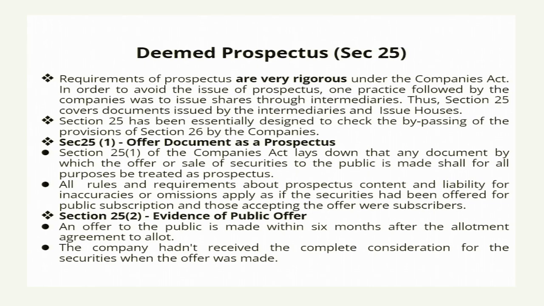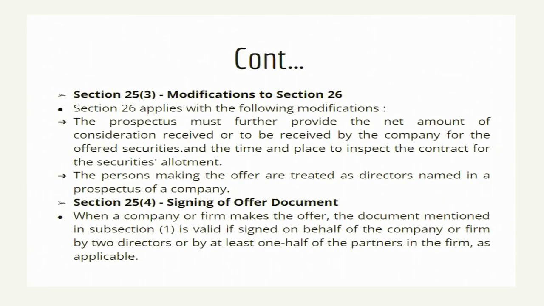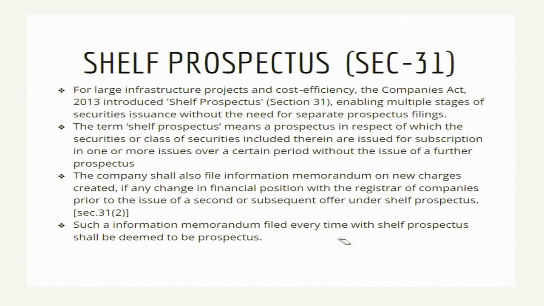So, sections 25, 26, 29, these are the important sections. Section 25 clause 3, modification to section 26, how we modify the terms. Section 25 clause 4, signing of offer document. When a company makes the offer, the document mentioned in subsection 1 is valid if signed on behalf of the company, and a minimum of 2 directors must sign this document. If fewer than 2 sign, there is no meaning to such a document.